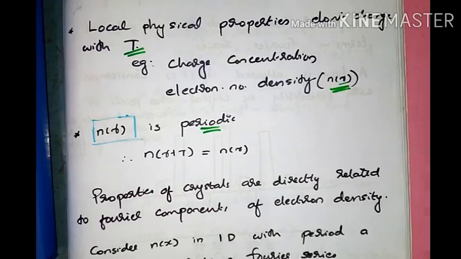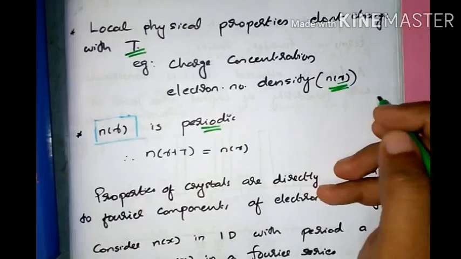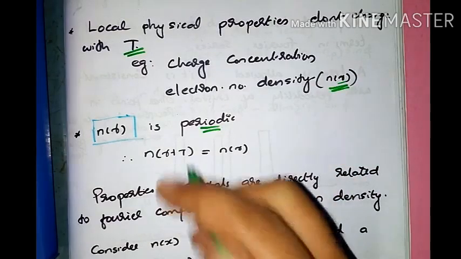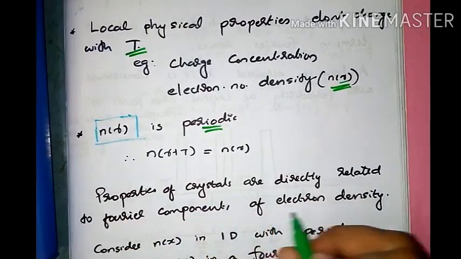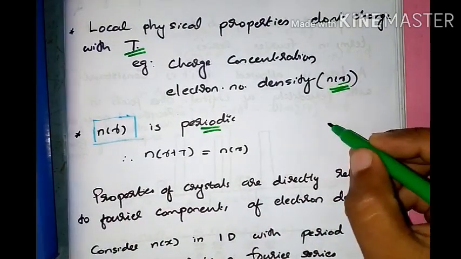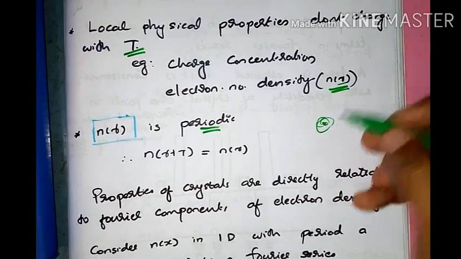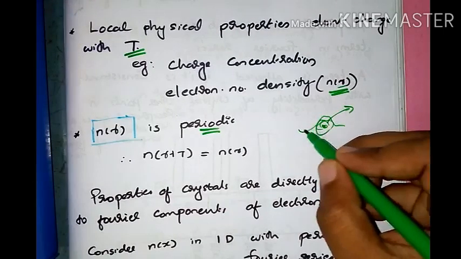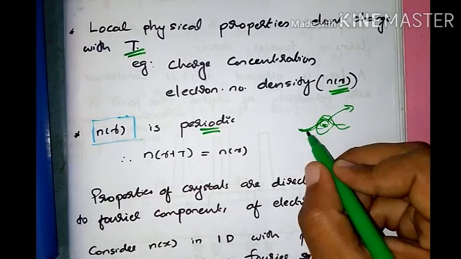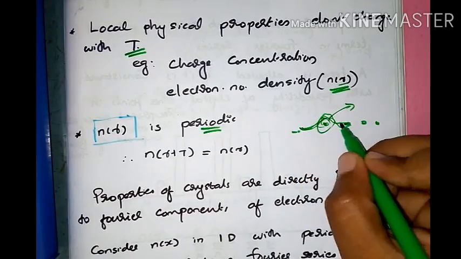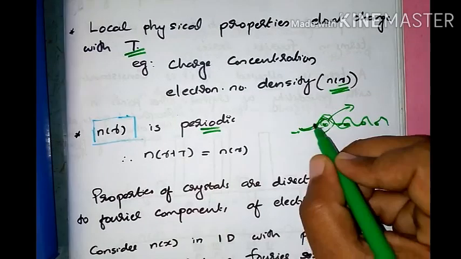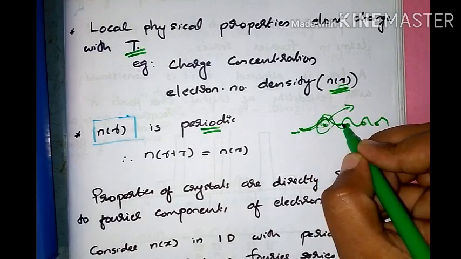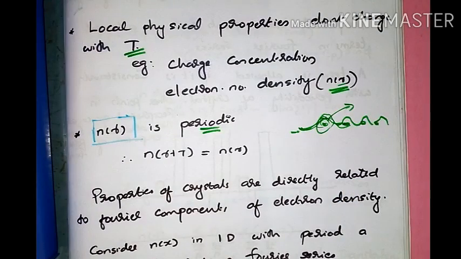Now we are trying to incorporate the Fourier analysis, or the Fourier transform technique that we discussed in part 1. The properties of crystals are directly related to the Fourier components of electron density. So if this point has some electron density, let it be like this. This is the lattice point, and the electron densities are like this. It has a higher electron density, and this place has a lower electron density, and then we have a higher electron density region, and it continues periodically.